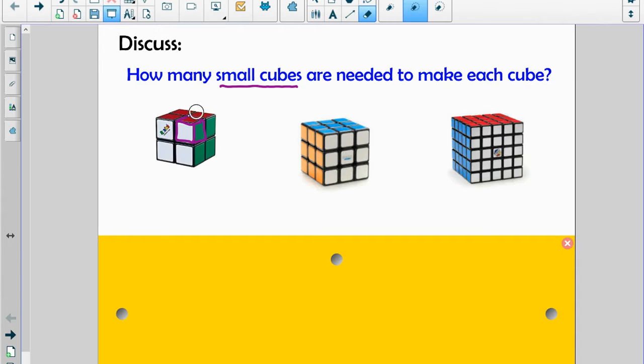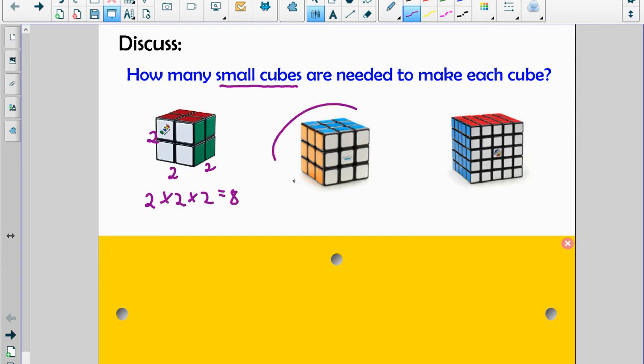Now the way that we calculate that is we can multiply, kind of like volume, length times width times height. So a length of 2, a width of 2, and a height of 2. 2 times 2 times 2 is 8. There are 8 small cubes that make up that shape. In the next one, which is like a standard Rubik's Cube, each face is 3 by 3.